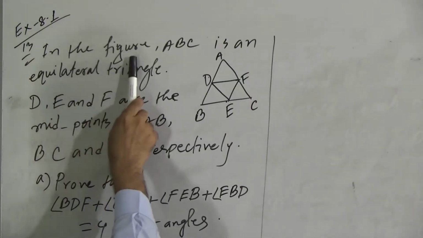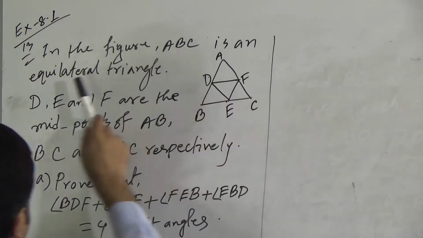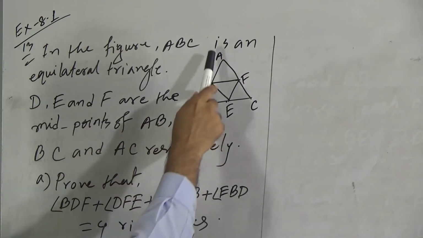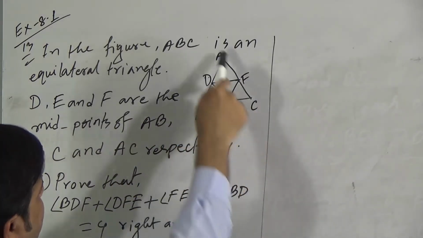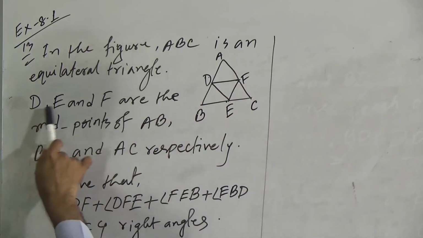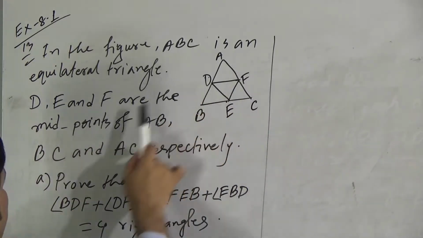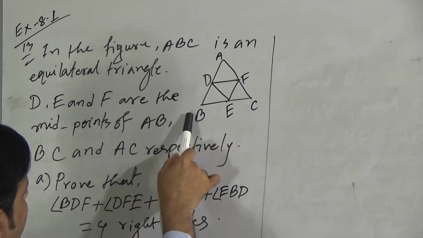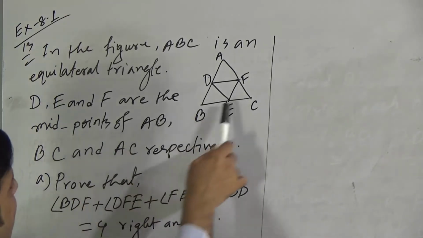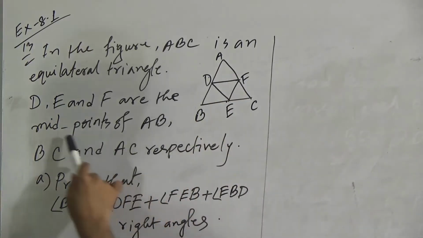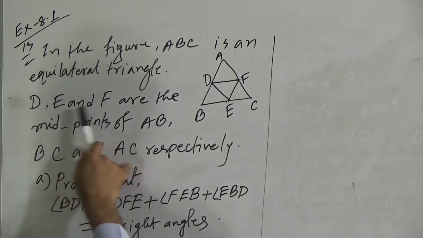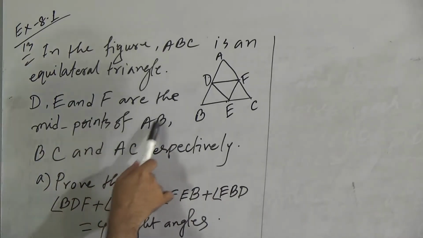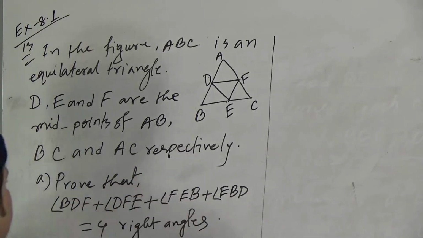At first I will solve this question. Now see question 13. In the figure, ABC is an equilateral triangle. So here is the figure. ABC is an equilateral triangle here. D is the midpoint of AB, E is the midpoint of BC, and F is the midpoint of AC. Here it is written D, E and F are the midpoints of AB, BC and AC respectively.